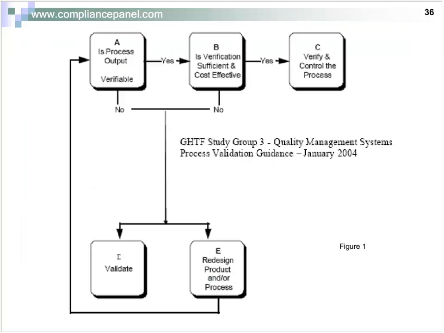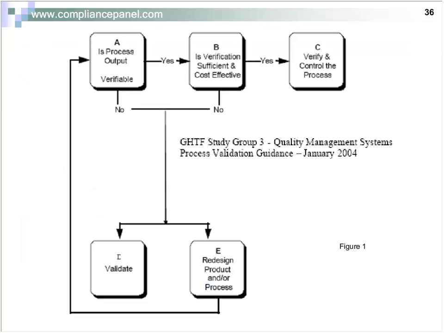Here's a decision tree to help us decide whether a process needs validation or not. This comes out of the GHTF document. The first step there is to decide, A, is the process output verifiable? If yes, is verification sufficient and cost-effective? If yes, verify and control the process.